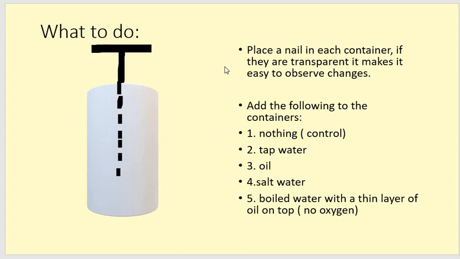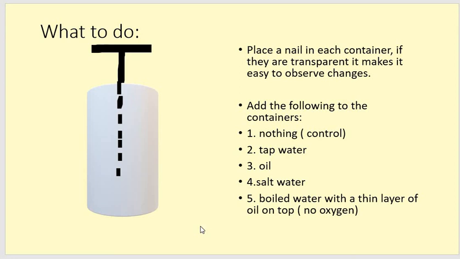Now you're going to need lots of containers and you need to have the following things in them. First of all, we're just going to have a nail in the container on its own. That will show you what would happen if a nail is in a container. That is your control because you're not adding anything else in. Second one will be a nail in a container with tap water. Third one, a nail in a container surrounded with water. Fourth one, a nail in a container with some water that you've previously mixed some salt into.